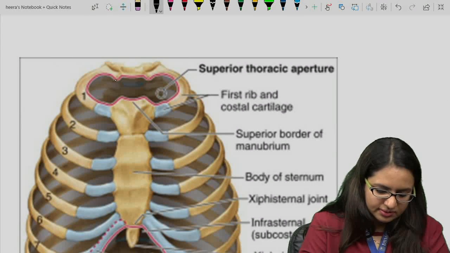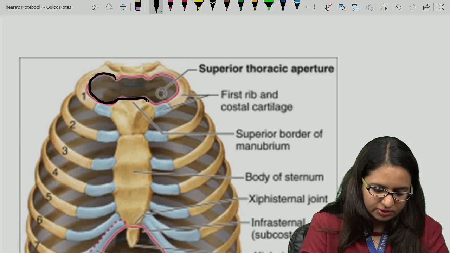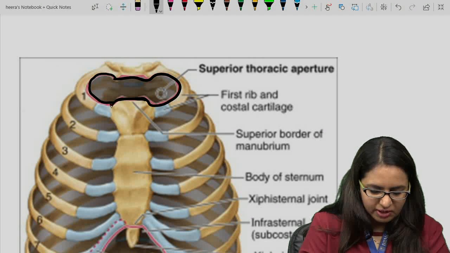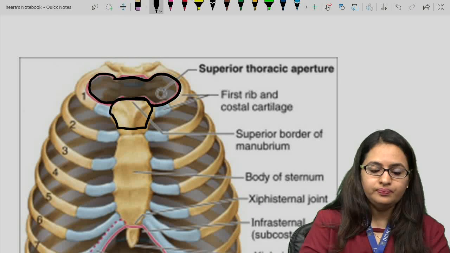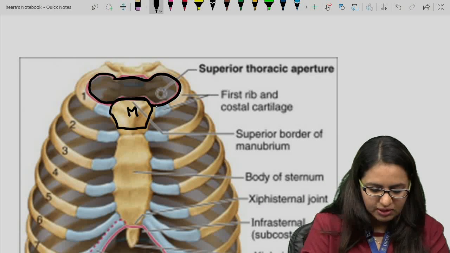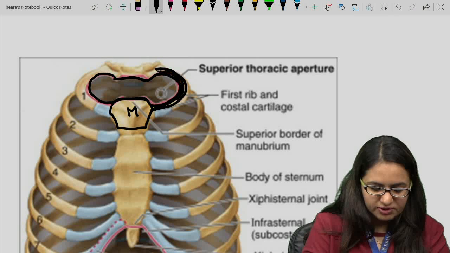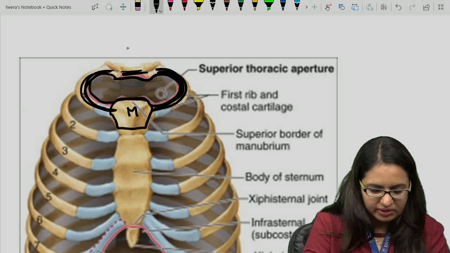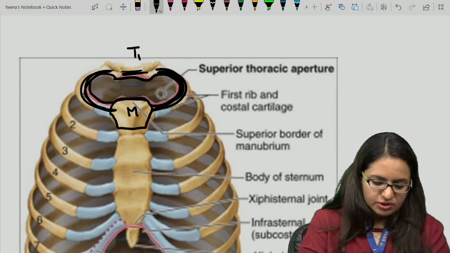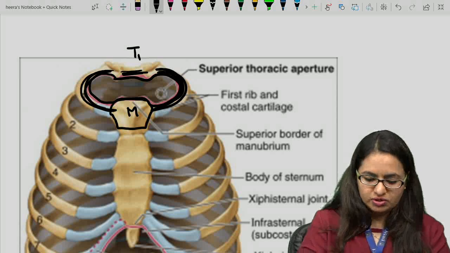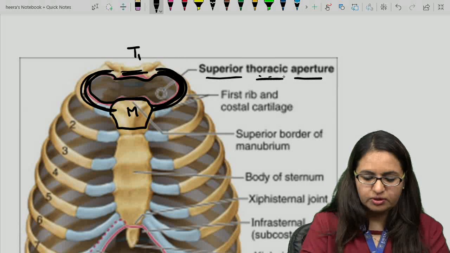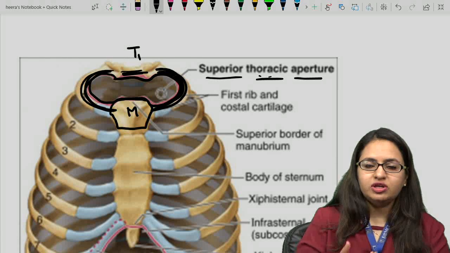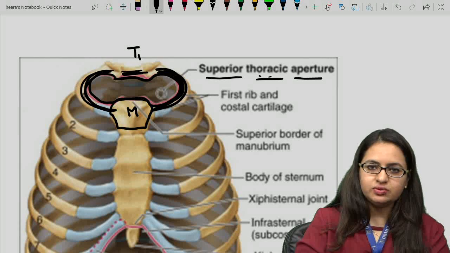The thoracic inlet, this is the portion where the thoracic inlet is present, and it is formed anteriorly by the manubrium portion of the sternum. This is the manubrium portion of the sternum. On the lateral sides, it is formed by the first rib, the inner border of the first rib, and towards the posterior side, it is formed by the first thoracic vertebra. So these are the structures which are forming the boundaries of the superior thoracic aperture or the thoracic inlet. Through the superior thoracic aperture, whatever structures are present in the neck, they will enter into the thoracic region.